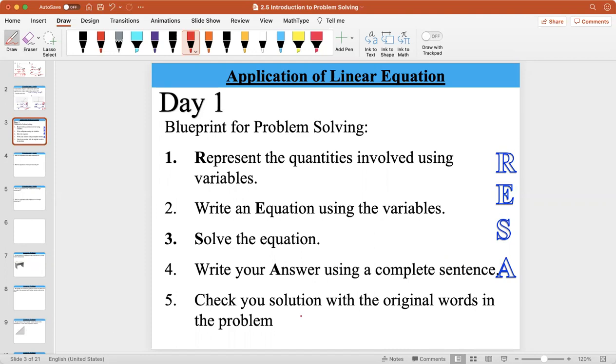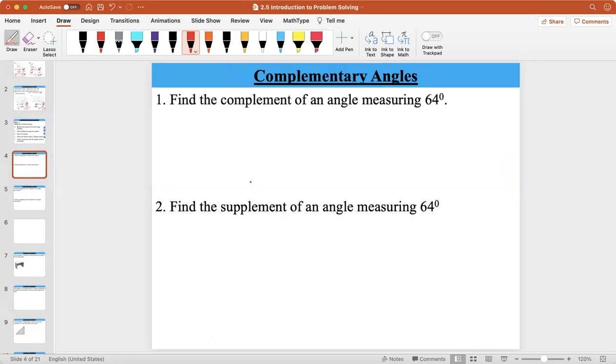And the fifth step, you can check your solution with the original words in the problem. So just simply double checking your answer. And the acronym for this blueprint is RESA. Well, RESA, R-E-S-A. So remember RESA in solving word problems. Let us now look at this first problem here.